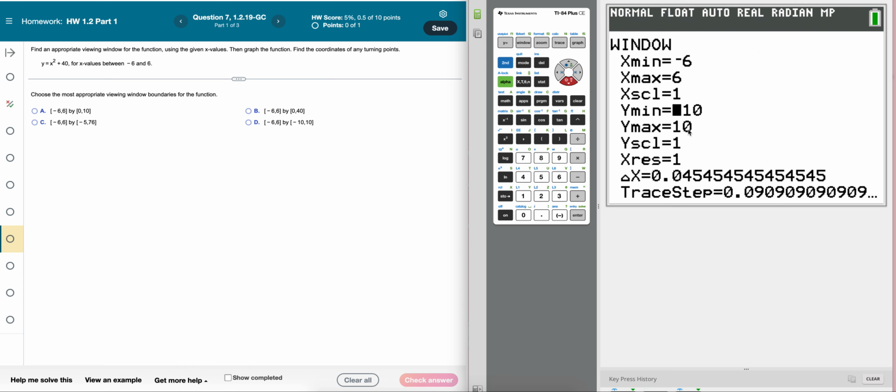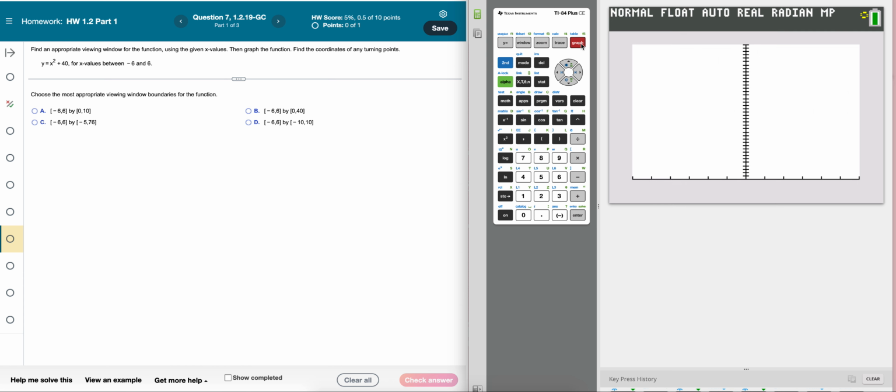Now, the -10 to positive 10 was not showing anything on the y-axis, so I do need to expand this a bit. So choices B and C are probably going to be my best bets. I'll go ahead and start with choice B. That's a little bit of a smaller range of values. So the y's go from 0 to 40. I went ahead and entered that in, and so now I'm going to hit graph again.